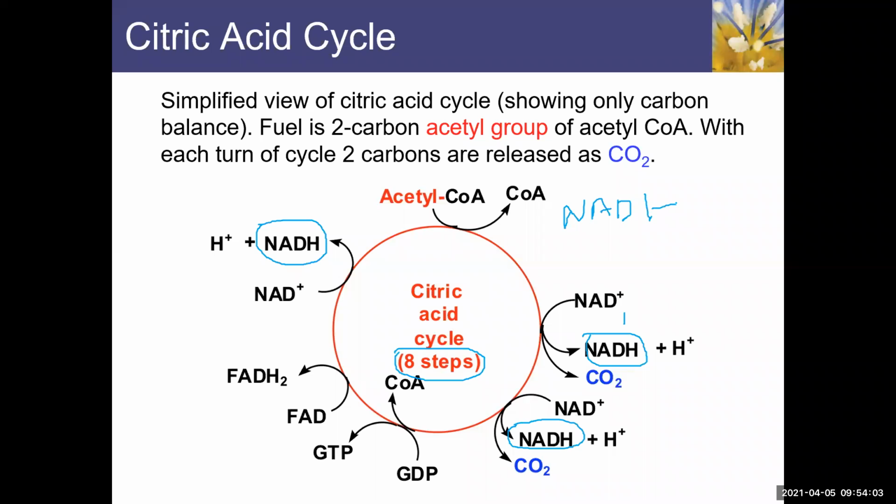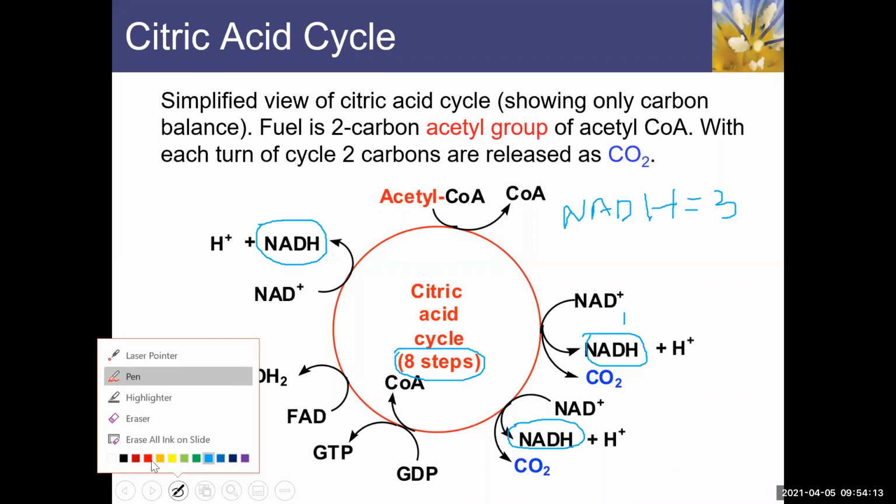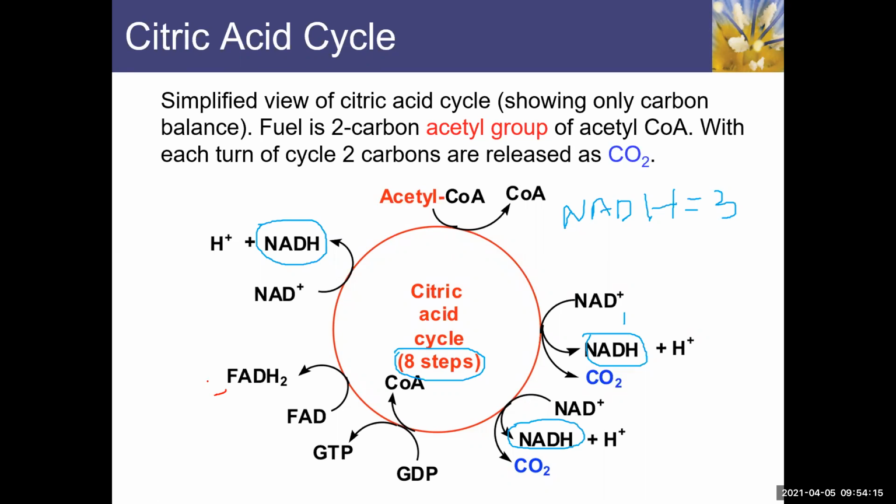NADH. We will get 3 molecules of NADH. Correct? Okay. What about FADH2? How many molecules of FADH2 do we have? Let me get the red color. We had only 1 molecule of FADH2. So at the end of my Krebs cycle, I should have 1 molecule of FADH2.